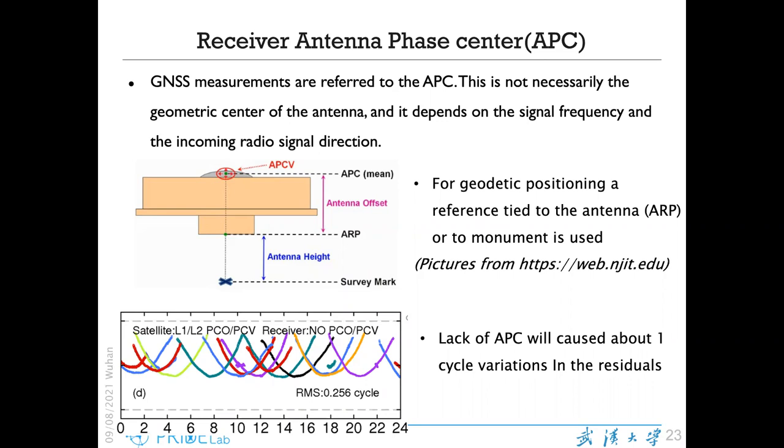So these errors will not affect the GNSS measurements directly either, but you have to correct for them before you can use dual frequency signals to do positioning, because you need to have a reference point on the antenna, which is the ARP, short for antenna reference point. So if you don't correct for them, you will have some kind of variational signals in your residuals. So this kind of thing will happen.